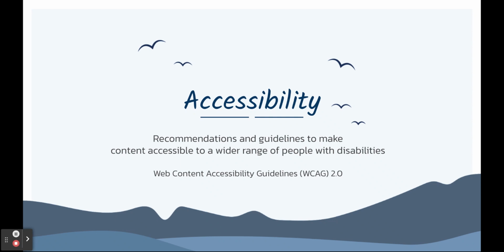Research shows that approximately 20% of the U.S. population are classified as people with disabilities, making the need for accessibility even more significant. Moreover, it is essential to recognize that everyone can become disabled at any time, emphasizing the importance of accessibility for all.